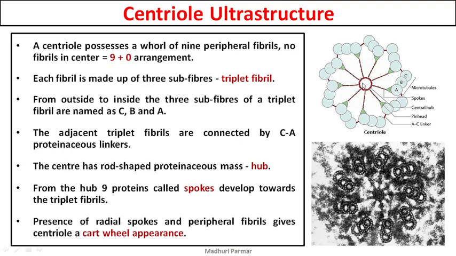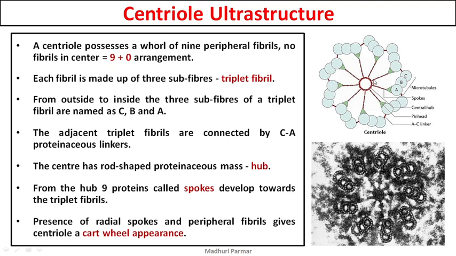This is just some other proteins through which the hub is made. So the center is called the hub and it is made up of proteins, not microfibrils. From the hub, 9 spokes come out, also made up of proteins, and each spoke is connected to the A fiber of the triplet. So from the peripheral fibrils, the A subfiber will be connected to the hub through a spoke. Overall this gives it a cartwheel sort of appearance.